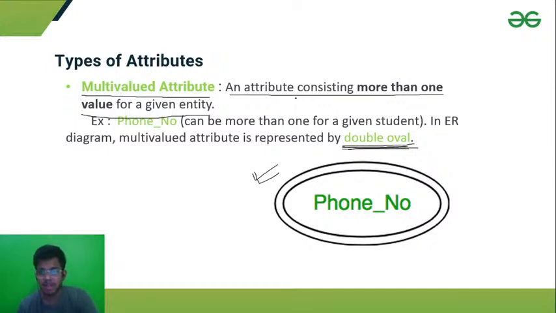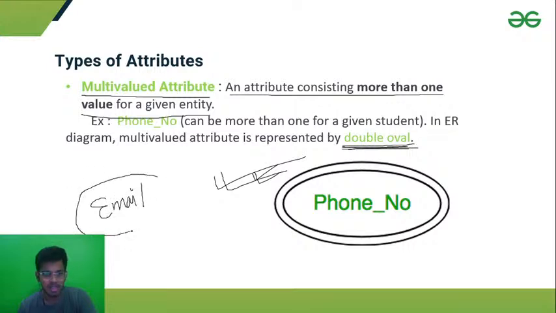Multi-valued attributes are the attributes which can have multiple values at a time. So phone number can be one of them, and it is represented by a double oval. Okay, so email address can be a multi-valued attribute, because one can have more than one email. So we can say email is also a multi-valued attribute.